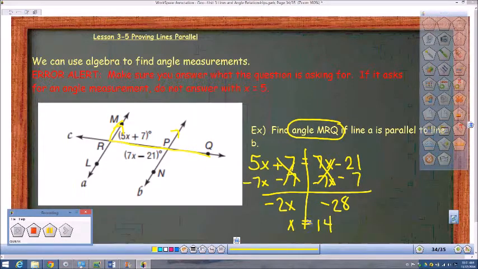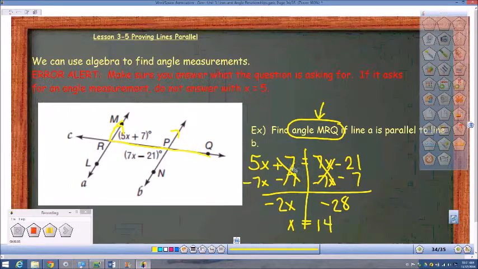So if we worked it out, we found out that x equals 14, but remember, this is not our answer. We are looking for what the angle measurement is. So if we're still looking for MRQ, we're going to stick x back in here, and we're going to say that 5 times 14 plus 7 is going to be the angle measurement. So this is 70 plus 7, so the angle measurement must equal 77 degrees. Is that what you got? I hope so.